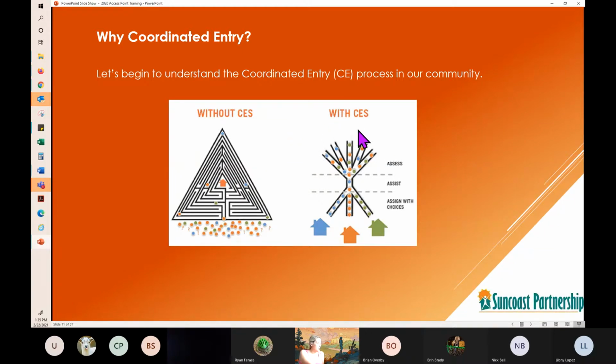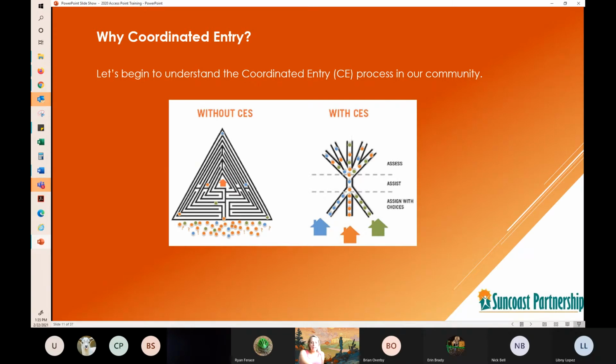So this is what our system looks like now with the coordinated entry system. Clients come through the same door, your doors, whether that door be Turning Points or Salvation Army Sarasota, Centerstone, Suncoast Partnership. I think that's everybody. You were all providing the same assessment. We're all asking the same questions with the client.